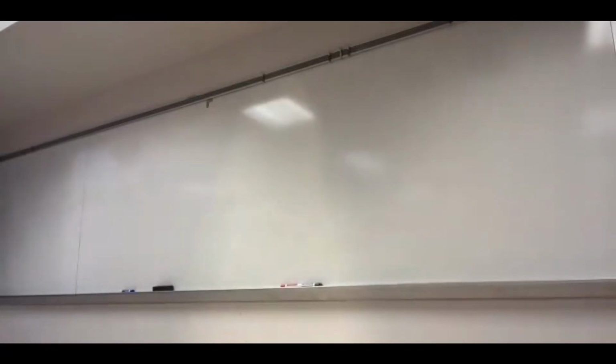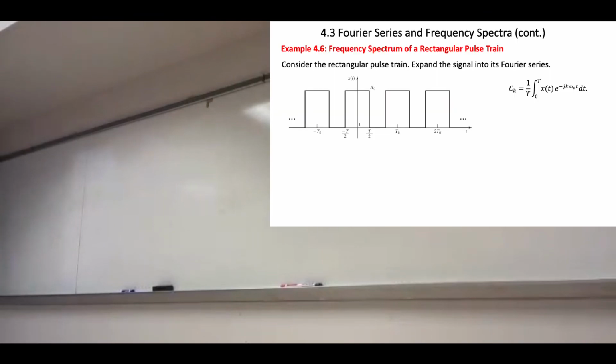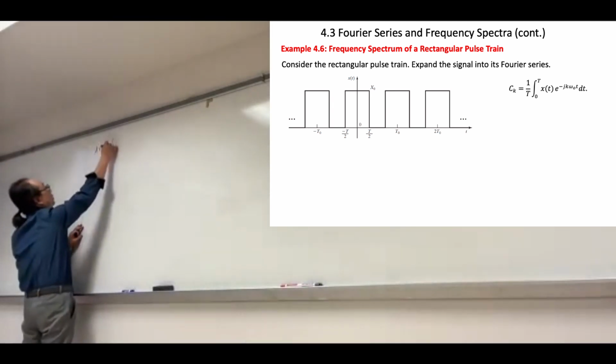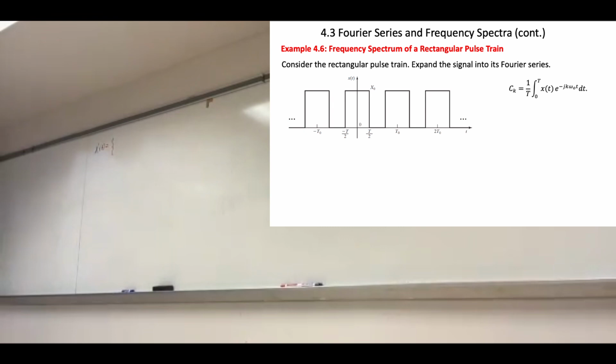So last time we worked on three other problems. This is the last problem that we're going to work on from chapter 4. And the signal is given like that. Then x of t equals what? So we're going to look at one period.